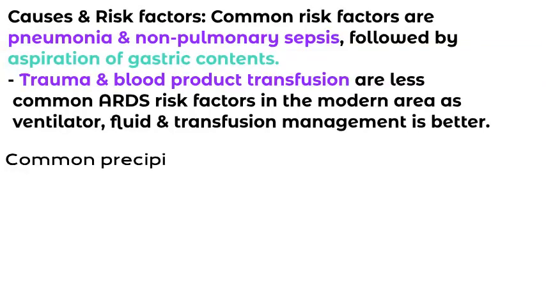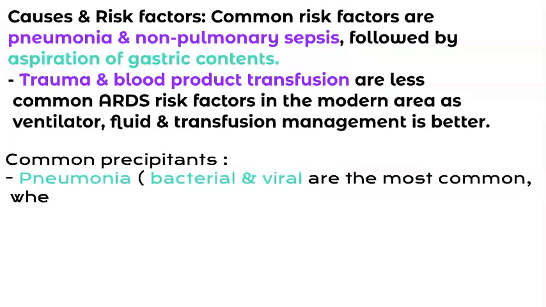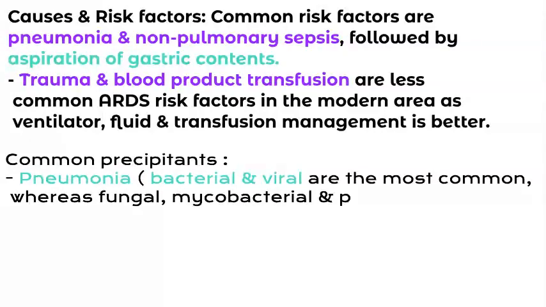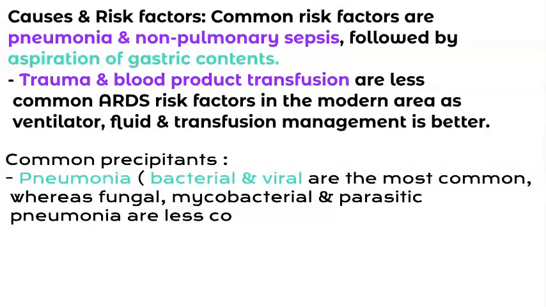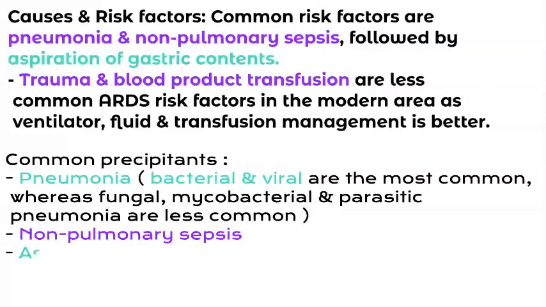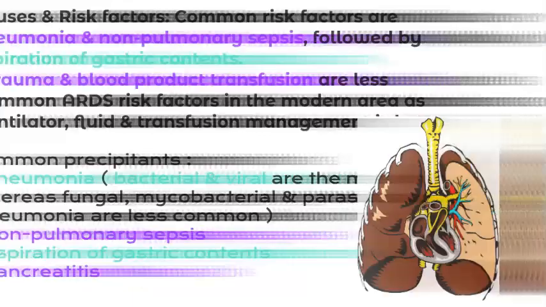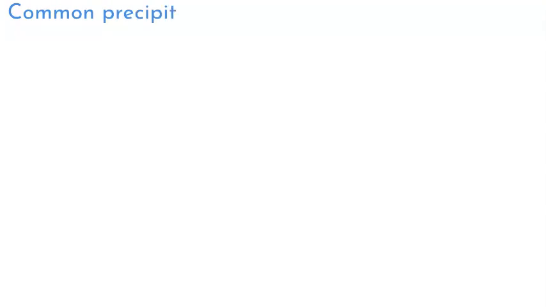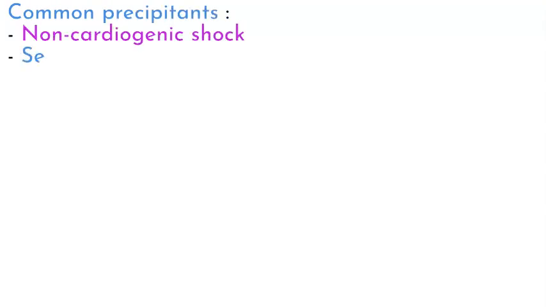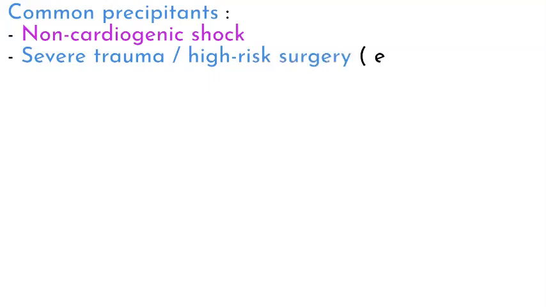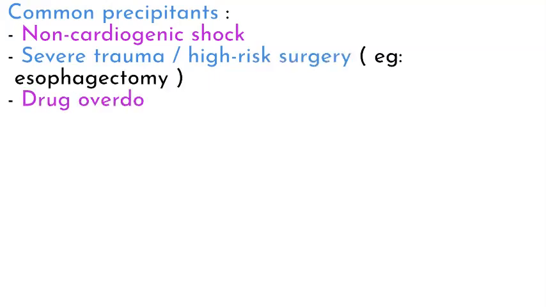Common precipitants. Pneumonia, bacterial and viral, are the most common, whereas fungal, mycobacterial, and parasitic pneumonia are less common. Non-pulmonary sepsis, aspiration of gastric contents, and pancreatitis. Take note. Other common precipitants are non-cardiogenic shock, severe trauma, or high-risk surgery, for example esophagectomy, drug overdose, ischemia-reperfusion injury.